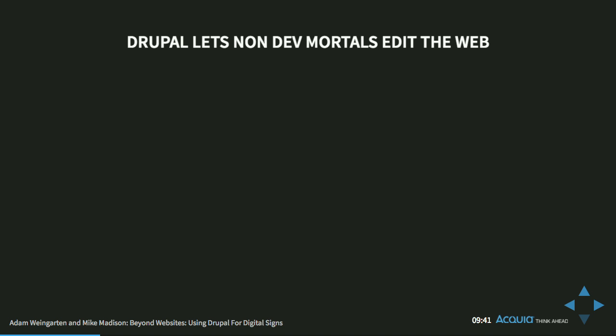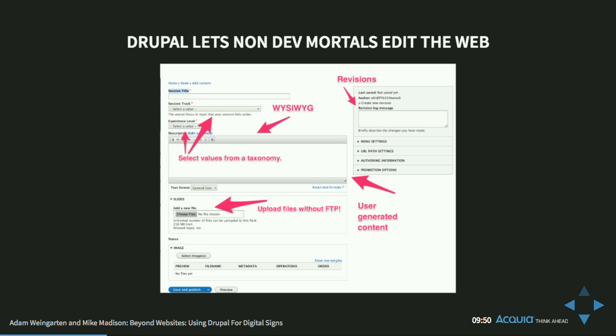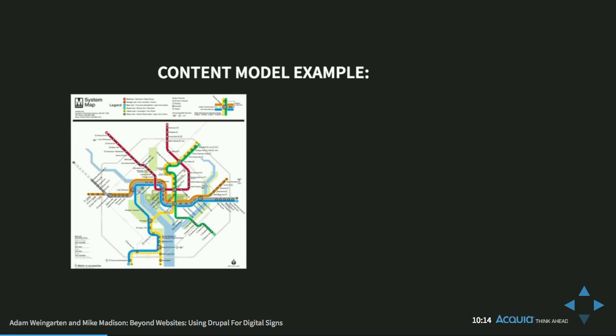At the end of the day, it lets normal people actually interact with websites. That's why we use a content management system, and why we're not just editing straight up HTML anymore. This is a silly slide in some ways, because you've all seen this. It's really obvious. This is a node edit screen in D8. But the fact that we have a revision message, a WYSIWYG where users can do stuff, titles, dropdowns, and people can upload files, that's all really powerful. And ultimately, all of this stuff is about content.